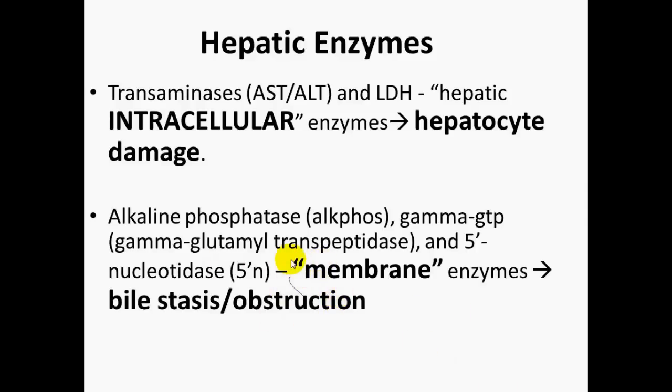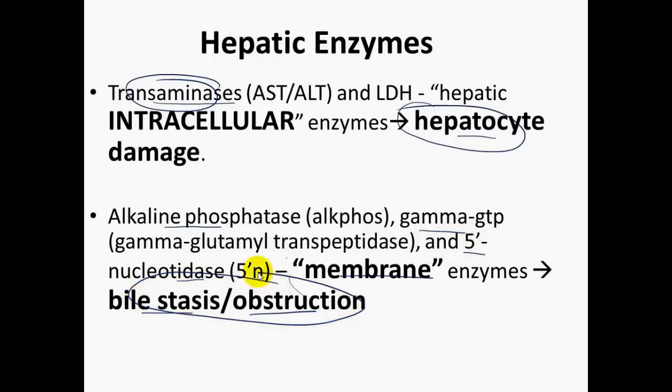Hepatic enzymes, what are going to happen to them? Transaminases are increased in those individuals which have hepatic damage. So if somebody is suffering from hepatitis or something, they will have an increased amount of transaminases, right? If somebody is having any obstruction or bile stasis, they are going to have an increased amount of alkaline phosphatase, gamma GTP, which is gamma glutamyl transpeptidase, and 5' nucleotidase. These are the enzymes which will be elevated in bile stasis and obstruction. So you can always remember this rule: transaminases are elevated during hepatocyte damage. Alkaline phosphatase, GGTP, 5' nucleotidase are going to be elevated during bile stasis or obstructive reasons, right?